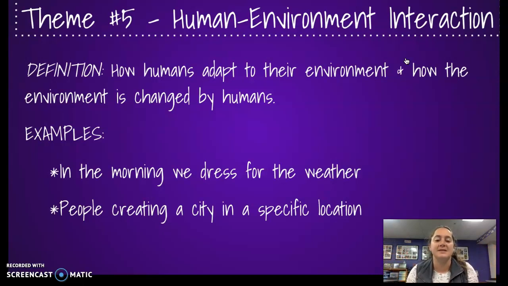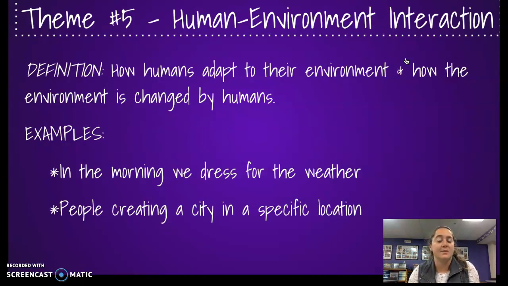Okay, so some examples of human environment interaction would be in the morning, we dress for the weather. I looked outside this morning and it was cloudy. It was kind of chilly. So I said, you know what? I think I'm going to wear a vest because I'm kind of chilly. That's an example of me saying, my behavior or my choices today are affected by the environment, and therefore I'm going to change my choice.